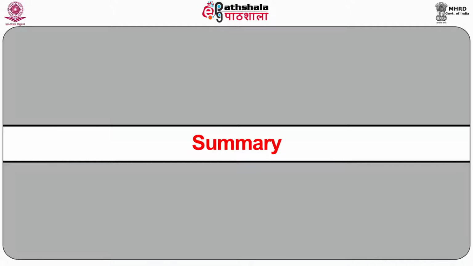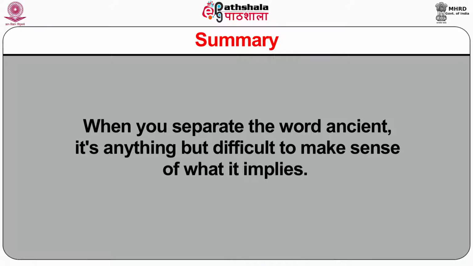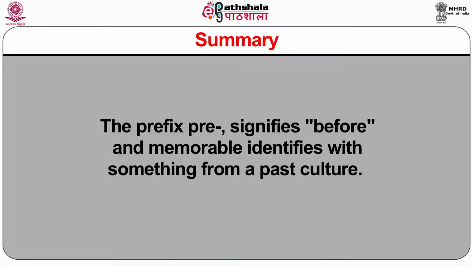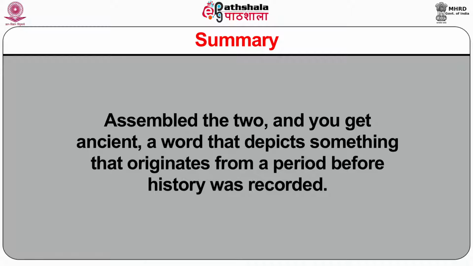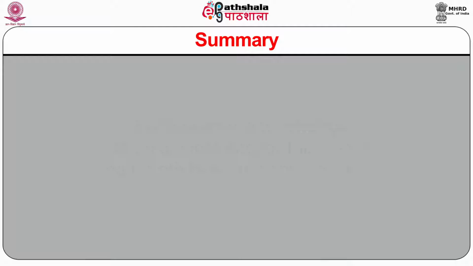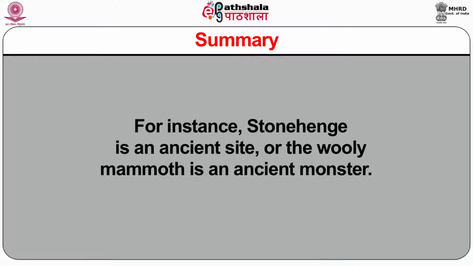Let us summarize. When you separate the word prehistoric, it's easy to make sense of what it means. The prefix pre means before, and historic relates to something from past culture. Put the two together and you get prehistoric, a word that describes something that originates from a period before history was recorded. For instance, Stonehenge is a prehistoric site, or the woolly mammoth is a prehistoric giant.